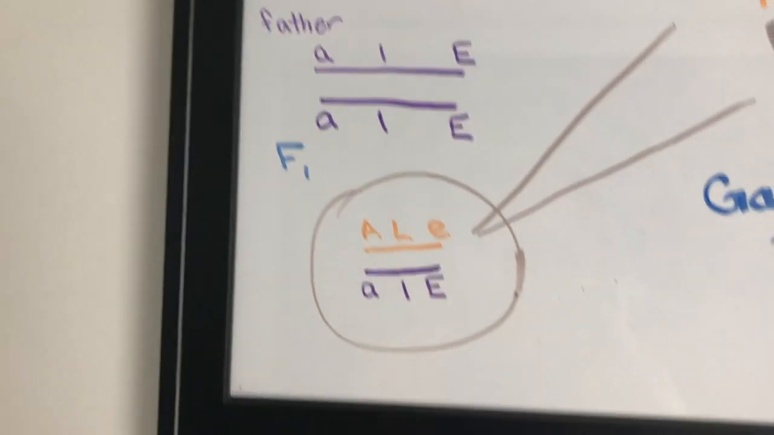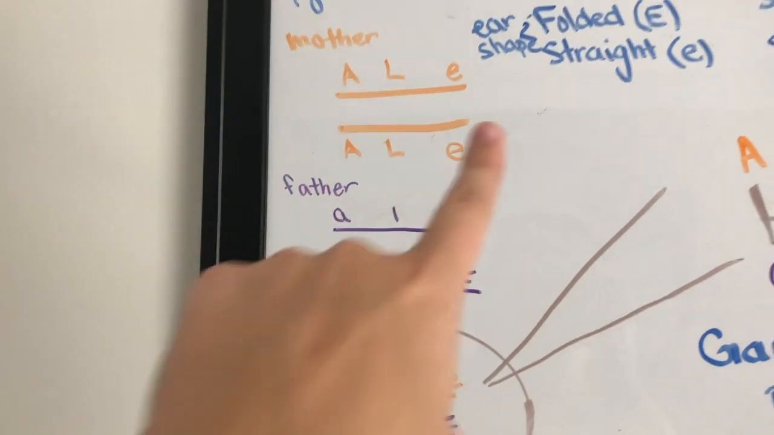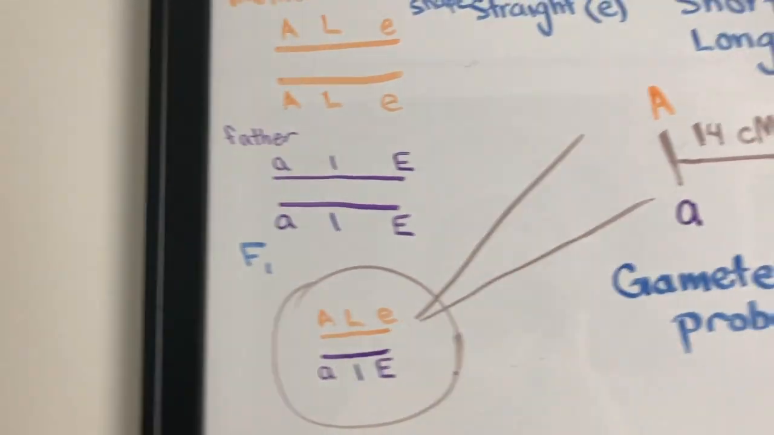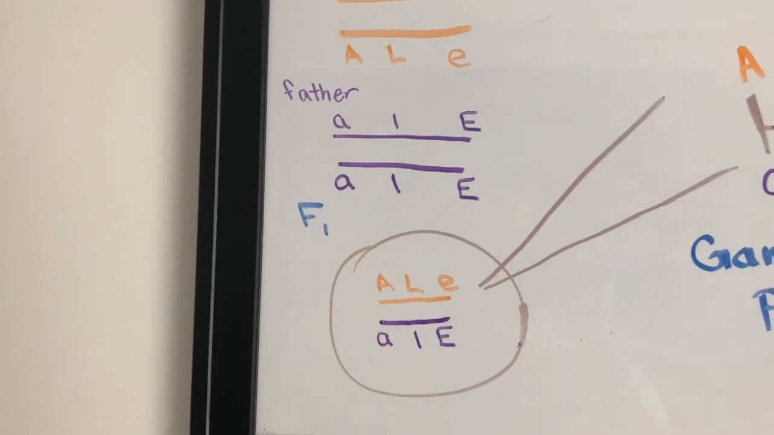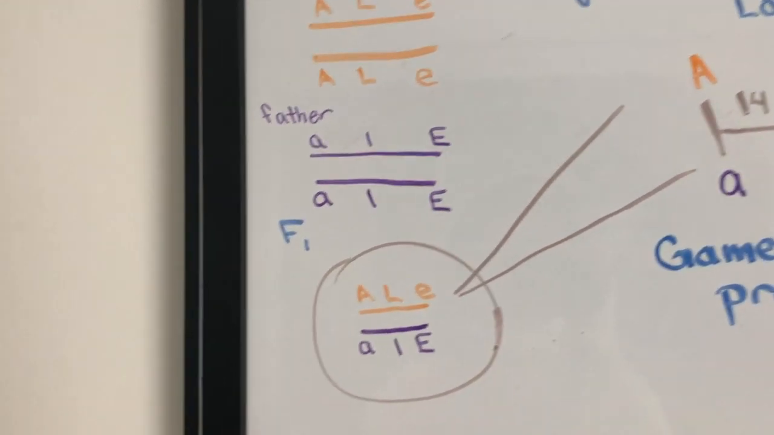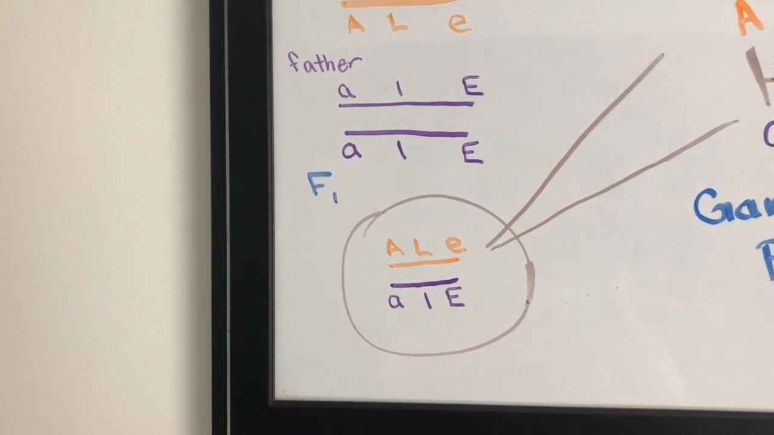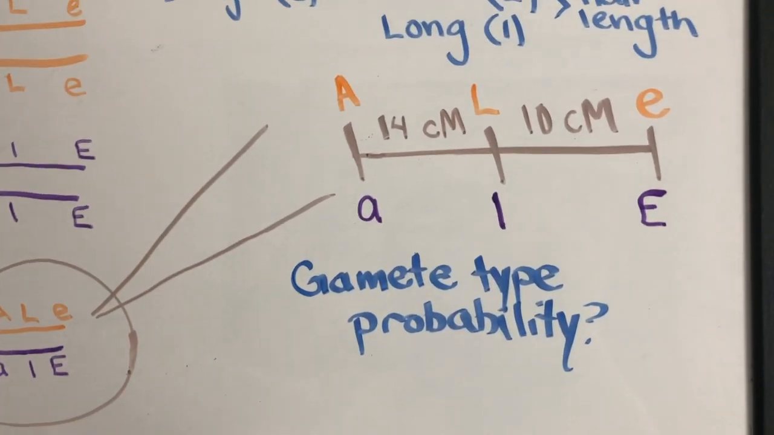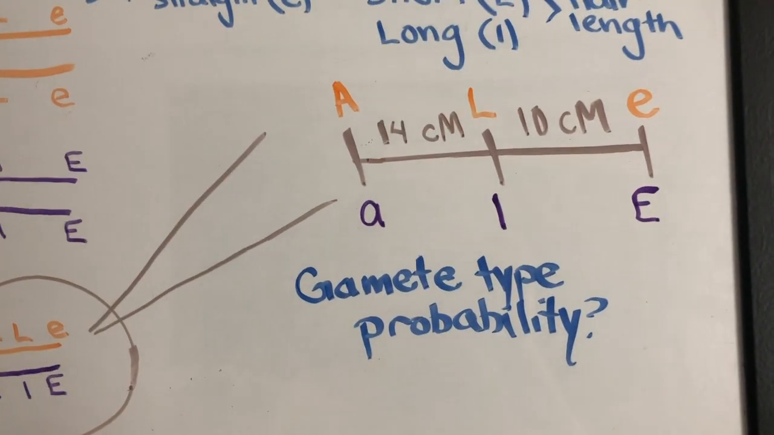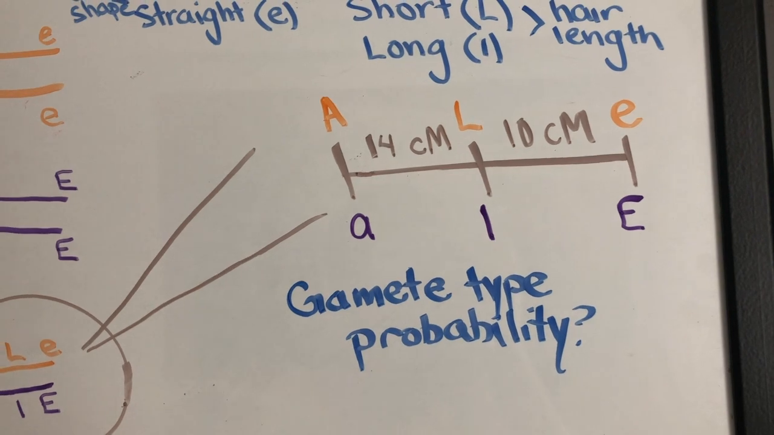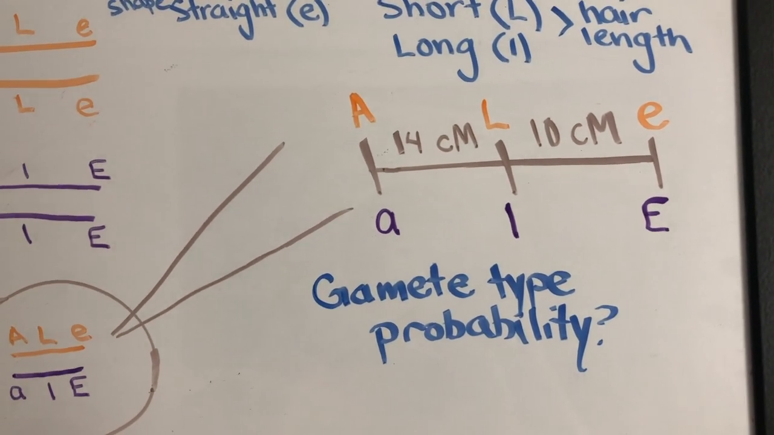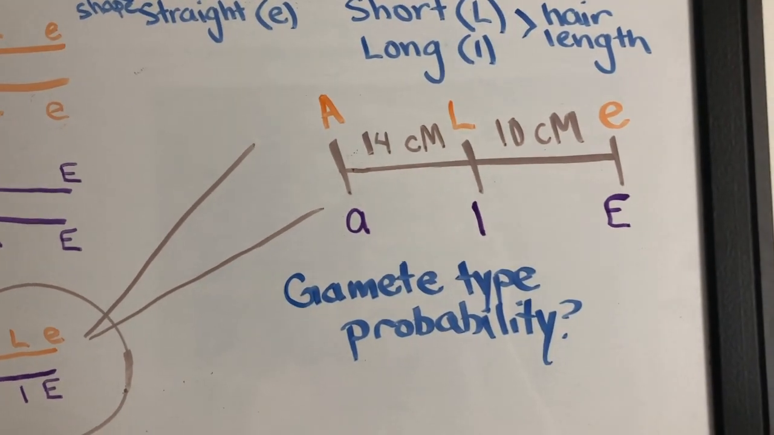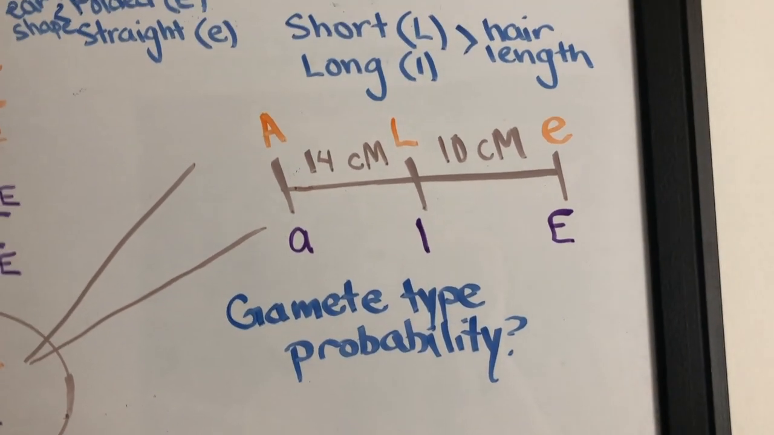And then to create the F1 generation, I took 1 chromosome from the mother and 1 from the father, and I got this combination. So the F1 generation, or this specific one, is heterozygous for all 3 traits. So I moved that over here so we could look at the map distances. So between the A and the L allele, there is 14 centimorgans, and then the L and the E are 10 centimorgans.